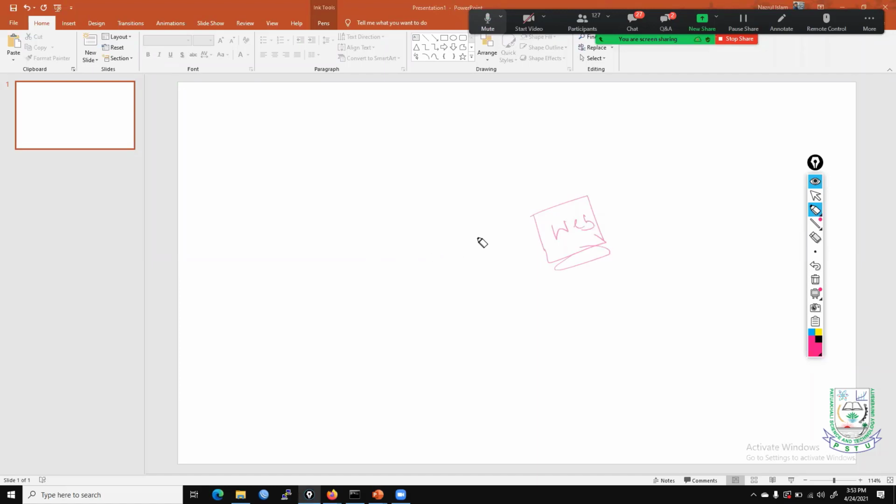Let's say this is a web server, and this is your client. When any client wants to access your web server, he must open a browser, right? In the browser, he will enter your website address, and the page will be loaded in the browser. In this way, we can browse.